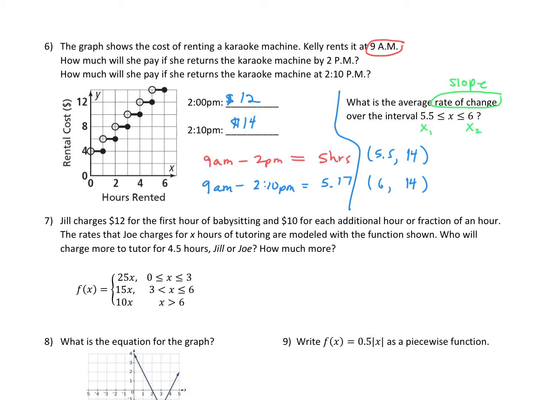So rate of change, finding the slope, we're going to do y2 minus y1, so 14 minus 14 over x2 minus x1, 6 minus 5.5. That gives us 14 minus 14 is 0 over 6 minus 5.5 is 0.5, and 0 divided by anything is 0. So there's our average rate of change right there.